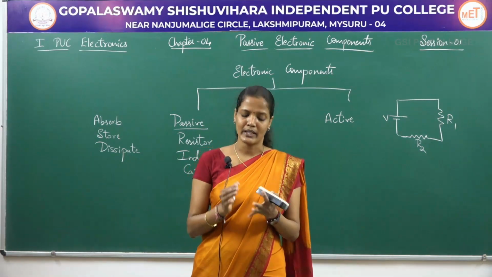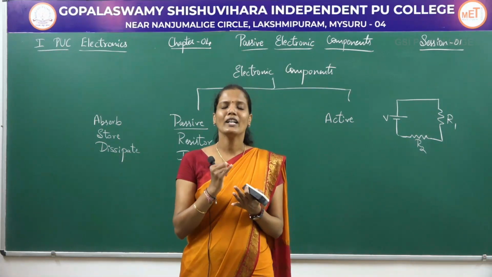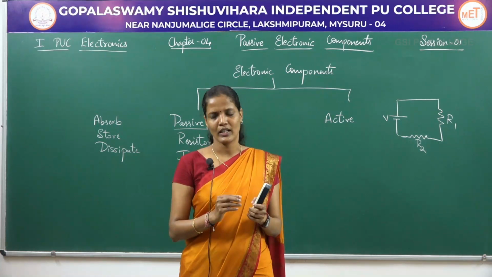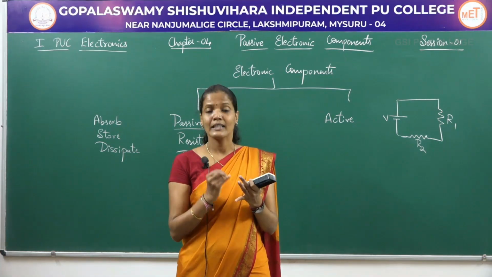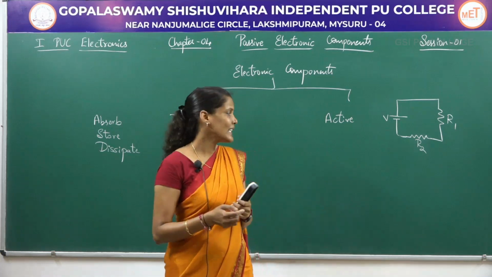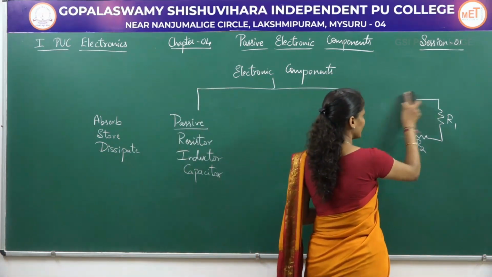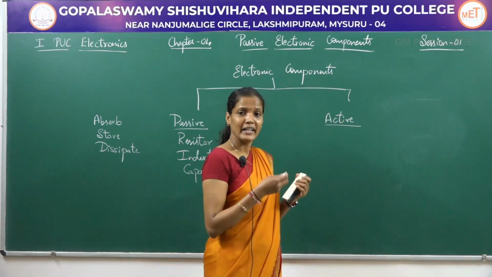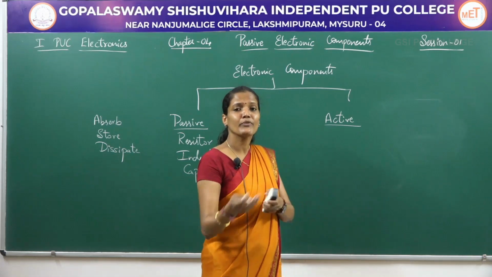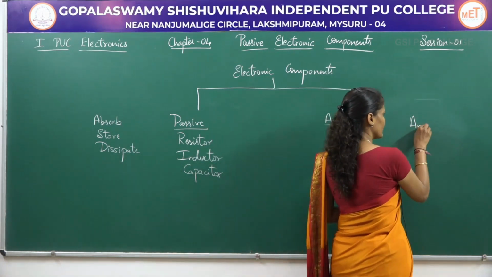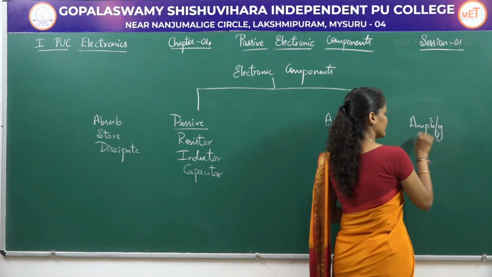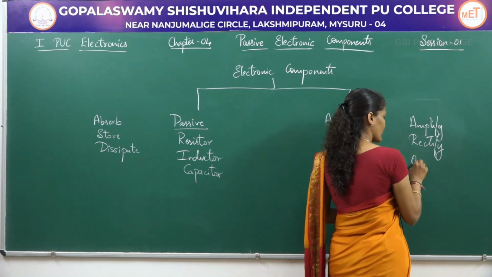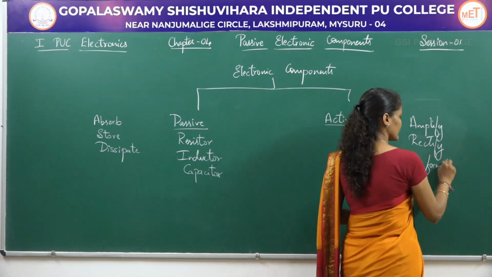So these passive components absorb, store or dissipate energy, and they do not supply energy to the network. So passive components are the resistors, inductors as well as capacitors. Coming to the active components, these active components will amplify the circuit, rectify the signal and change energy from one form to another. They are going to amplify, they are going to rectify, and they are going to change energy from one form to another.